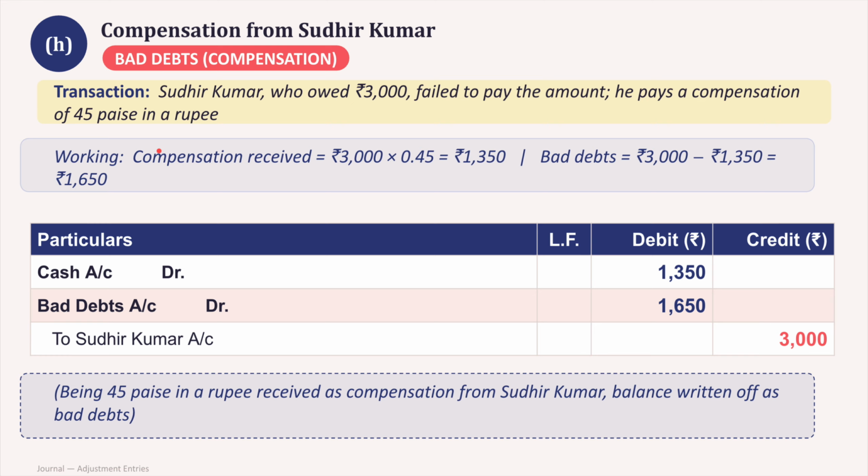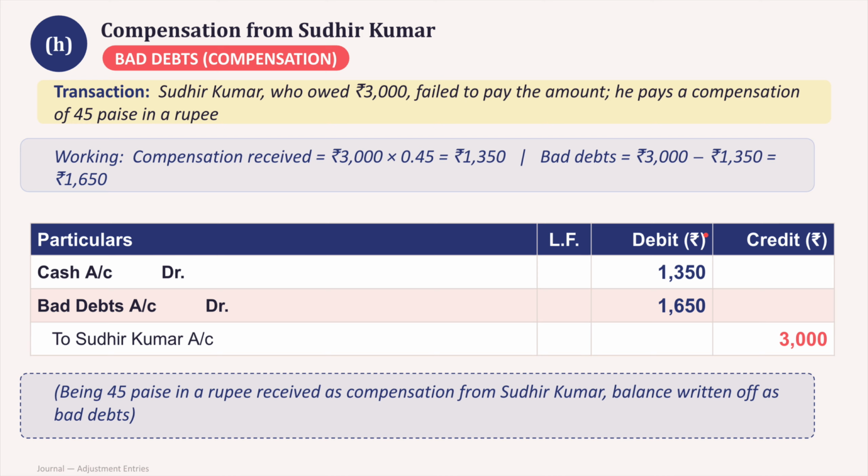Next, Sudhir Kumar owed 3,000, failed to pay the amount and he pays compensation of 45 paise in a rupee. Now, Sudhir Kumar, the same example where we saw 60 paise, here it is only 45 paise, which means he is able to pay only 45% of the amount. So 3,000 into 45%, 1,350 alone he is able to pay. But the rest, it's actually 3,000, right? So if you subtract 1,350 from 3,000, the remaining amount, 1,650, will be treated as bad debts.